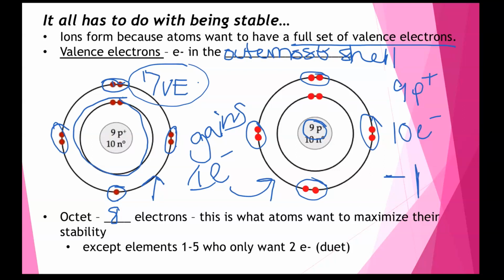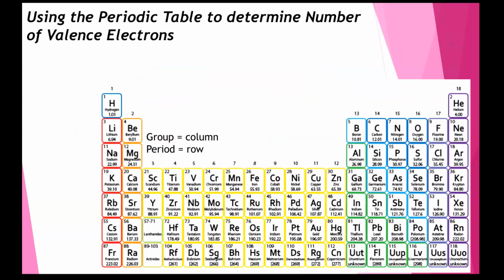There's a couple of exceptions to the octet rule. Elements 1 through 5 actually only want to have 2 electrons in their outer shell, and we call that a duet.